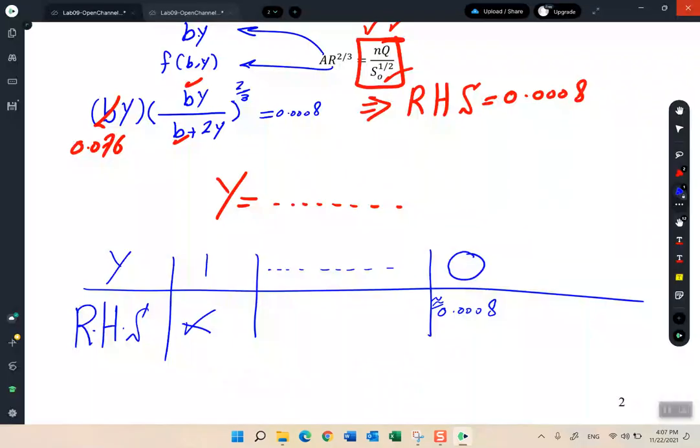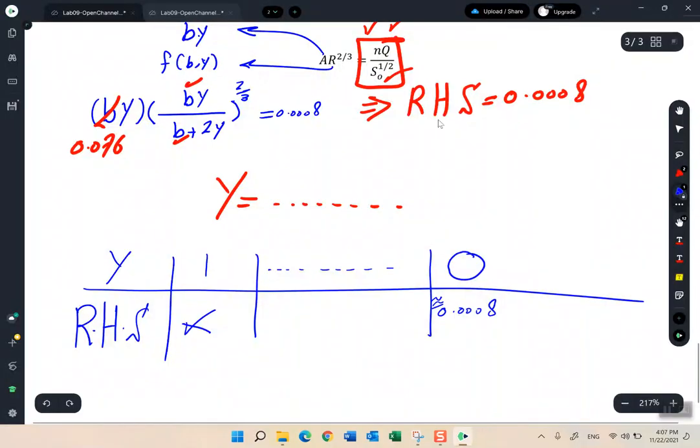Great, so that's it for the explanation part, and let's go and make the experiment and take the measurements. Any questions?